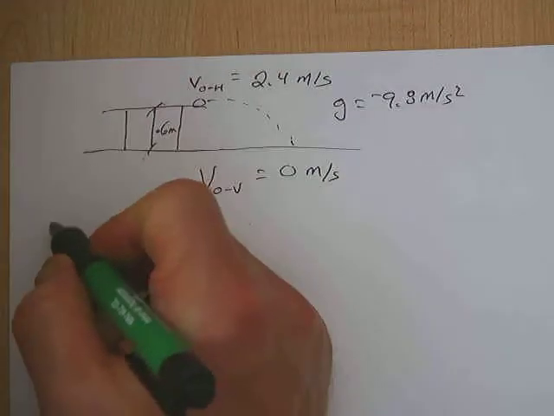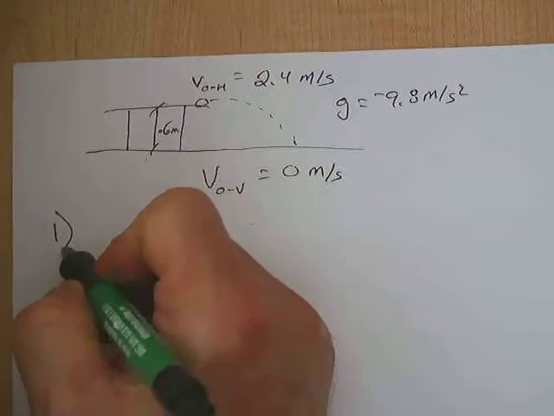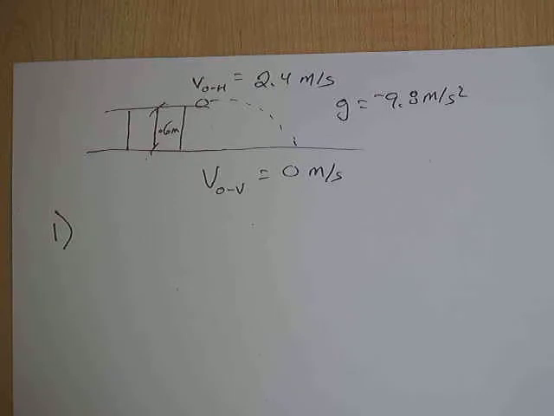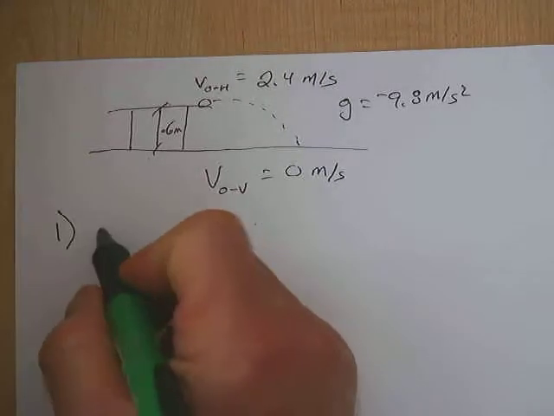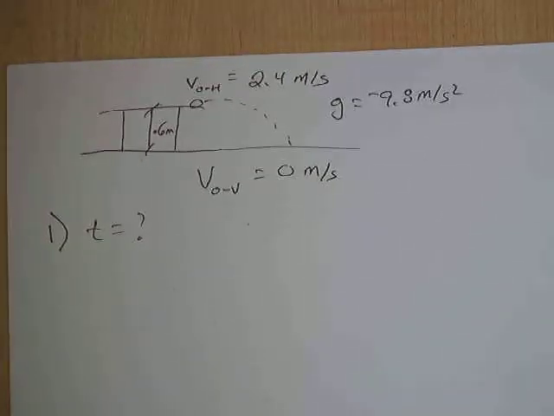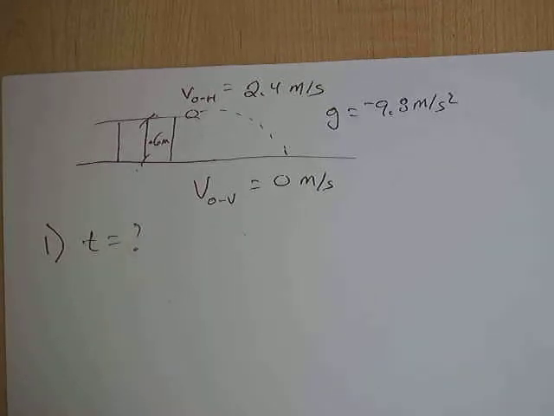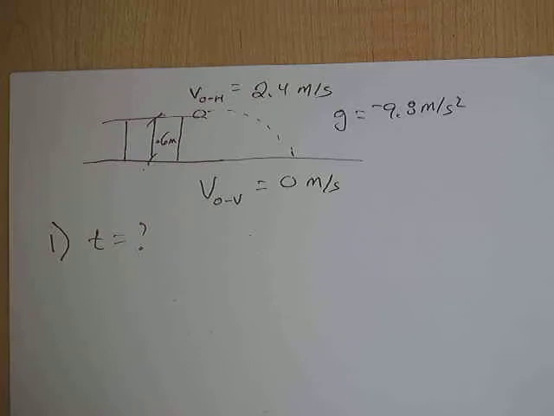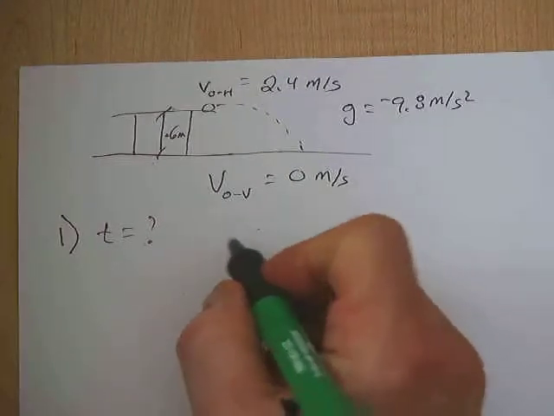Okay? So the first question we have is, how long is it in the air? What is the time this ball is in the air? T equals some sort of time that is in the air. Now, we need one of our 4 kinematic equations that will help us determine that time.